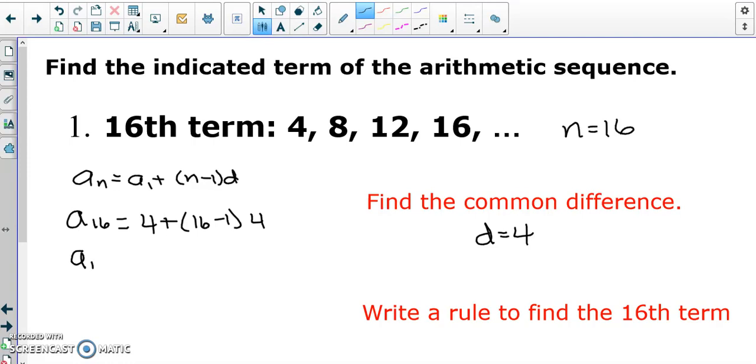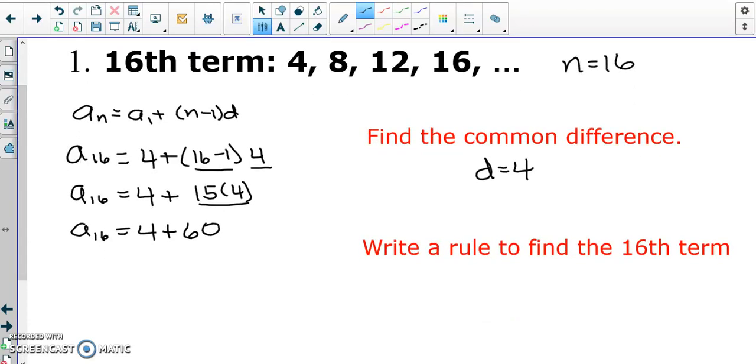So now a sub 16 equals 4 plus, all right, you cannot, this 4 needs to stay over here. We need to take this 16 minus 1, and that is 15, and then we need to multiply that by 4. You cannot add 4 and 15. Remember your order of operations. So a sub 16 equals 4 plus 15 times 4 is 60. So we're going to end up with a sub 16 equals 64. So that is the 16th term. If you would list it out, the 16th term is 64.